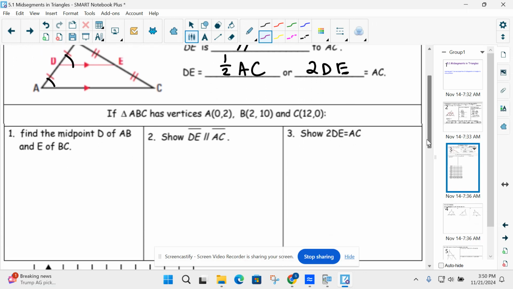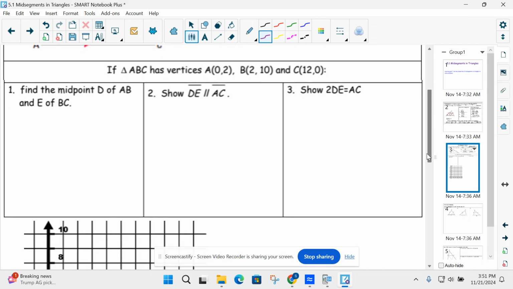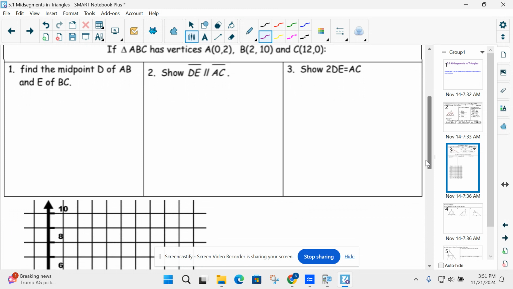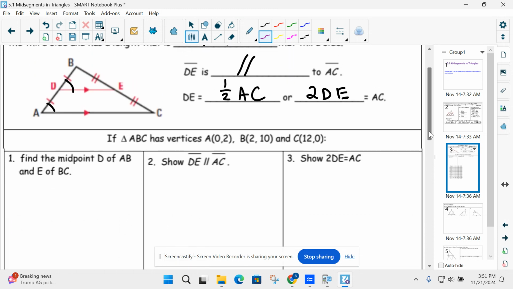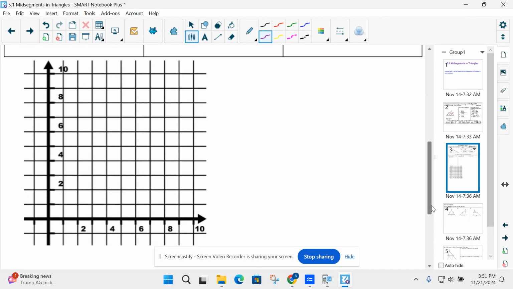So let's do some practice. If triangle ABC has vertices (0, 2), (2, 10), and (12, 0), we're going to find the midpoint D. So let's go ahead and graph the triangle. A would be (0, 2), and then B is (2, 10), and C is (12, 0).